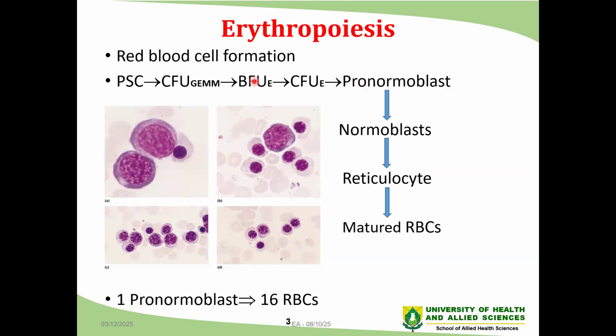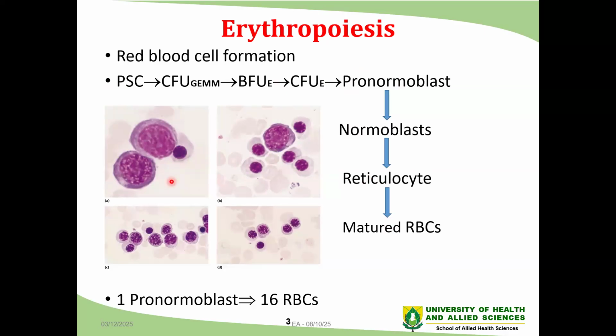So that is to say, the PSC, CFU-GM, BFU-E, and CFU-E are all not recognizable in the bone marrow space. You cannot pinpoint them and say that this is this particular cell. So the earliest recognizable or primitive form of the red cell is what we call the pronormoblast. And out of the pronormoblast develops the normoblast, and then out of the normoblast develops what we call the reticulocyte. We'll talk a little bit more about the reticulocyte as we go on. Then from the reticulocyte, you form the matured red cell.